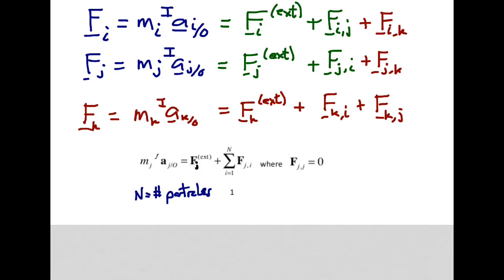Now this is simply a fancy way of applying Newton's second law to every particle that we have within a particular system. And so we can add up as many particles as we want, and we'll be able to use this formula for every single application of Newton's second law.